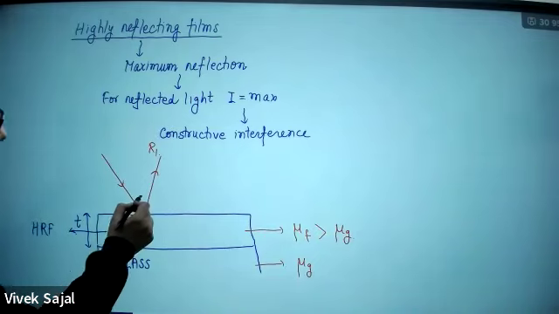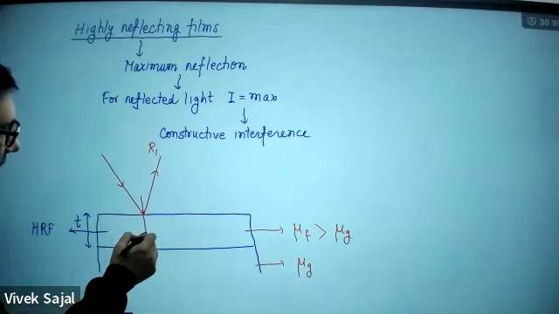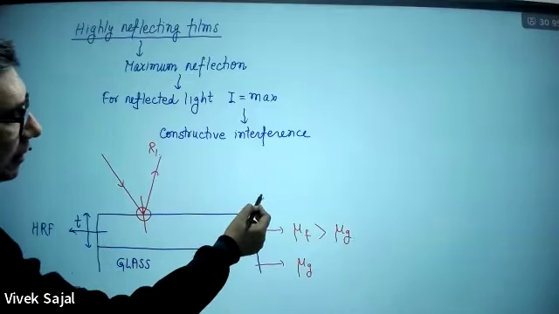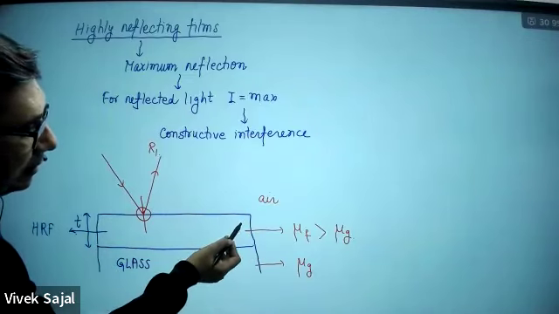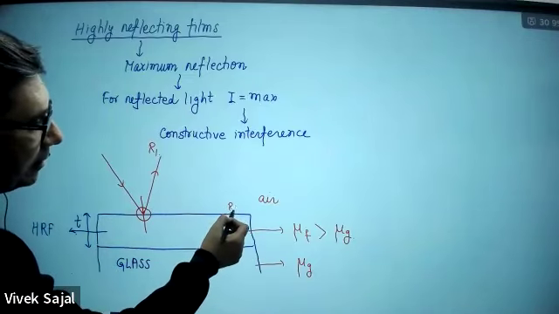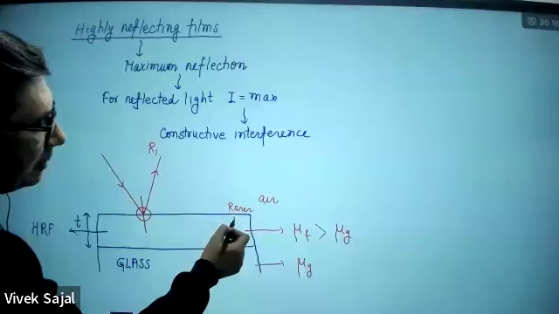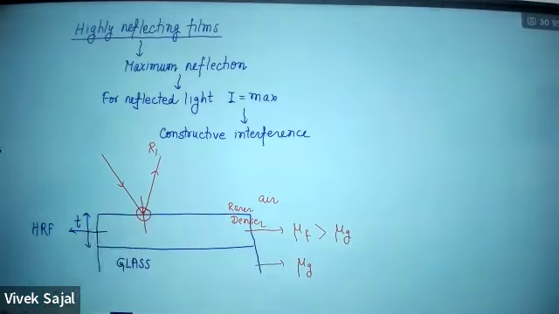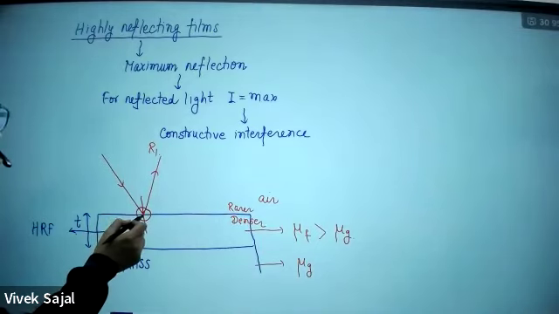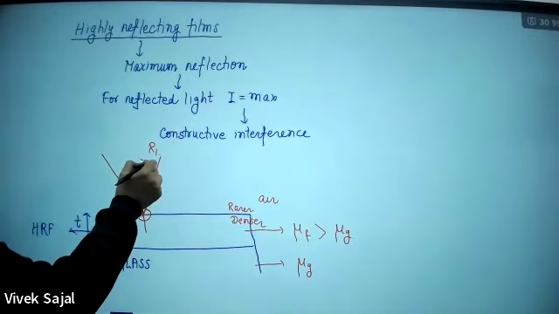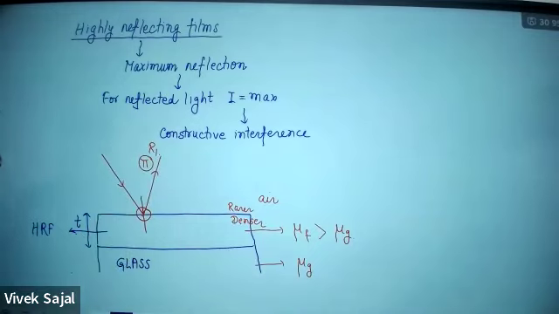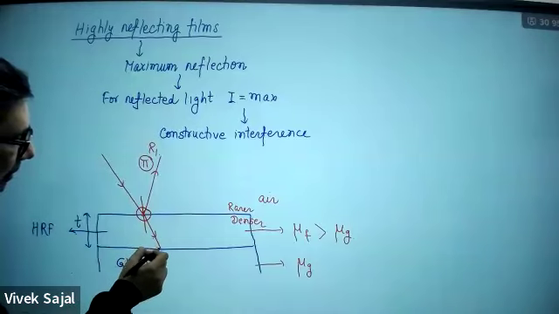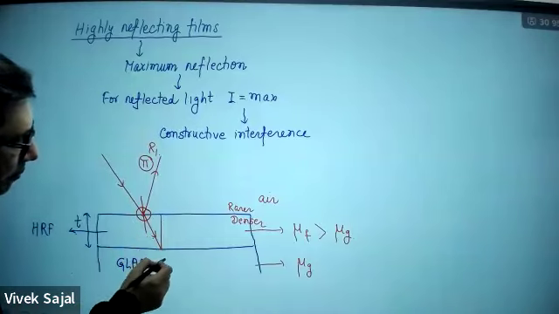So try to understand this first reflection. If you look at this first reflection, this is air. So here this is denser, this is rarer. So first reflection is taking place at the denser medium. So extra phase of pi or extra path of lambda by 2 will be there. A part of it will transmit like this, and second reflection will take place on the glass.